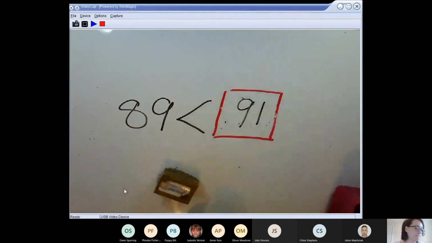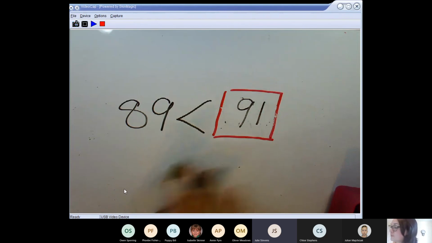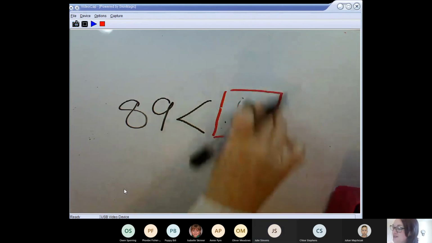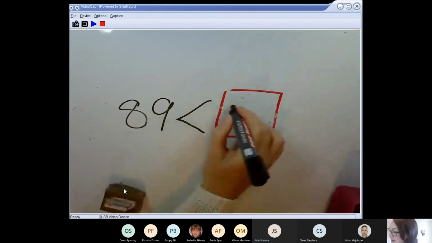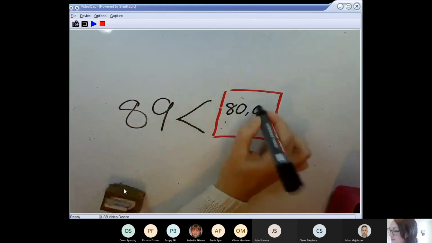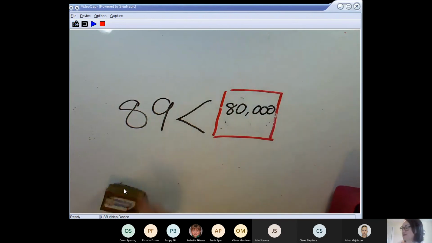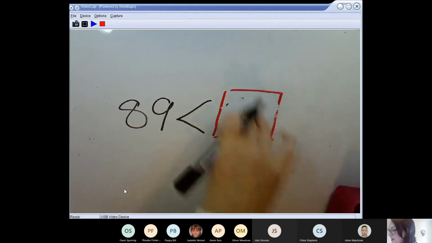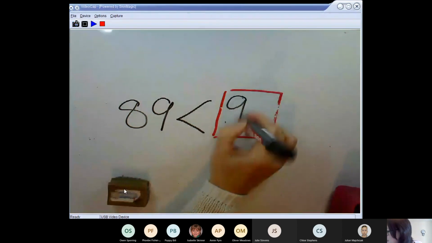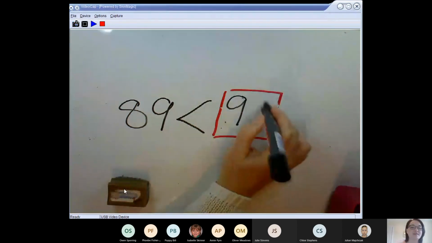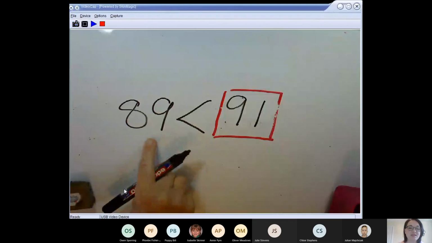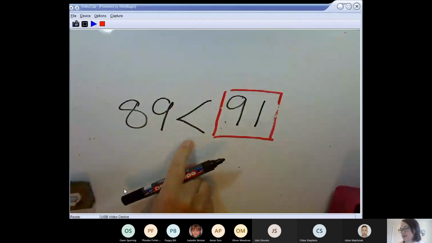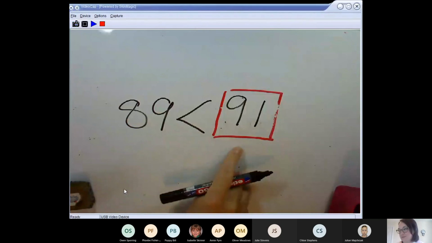And the last one. 80,000. Yeah. So 80 and then 3 zeros for my 1,000. 80,000. I'm going to skip back then to 91 so we can all read that number together. Okay, everyone read this out loud with me. 89 is less than 91.